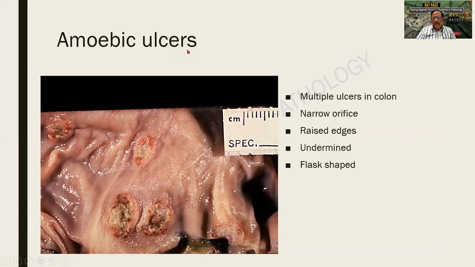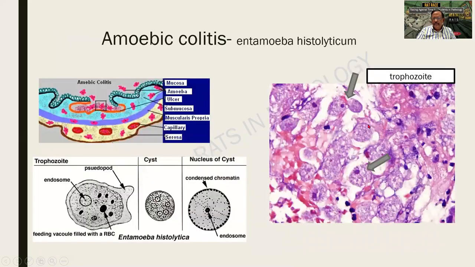One more, the amoebic ulcer. The amoebic ulcers, usually they are pinpoint ulcers, they have got narrow orifices and they are quite superficial. The edges here are raised. These are the edges of the ulcer and they are undermined and flask shaped. What do I mean by undermined and flask shaped?